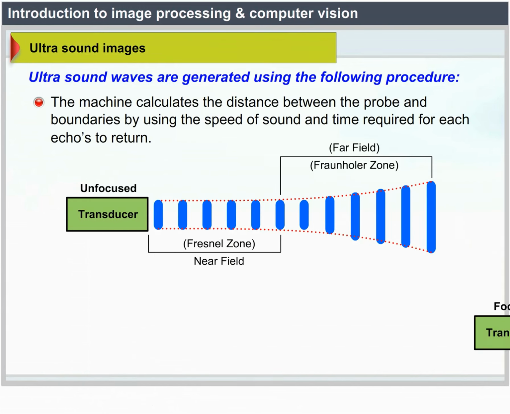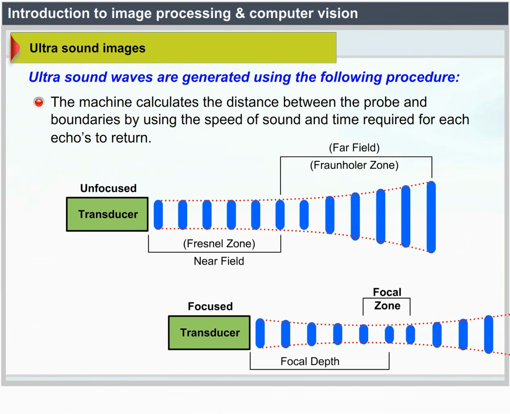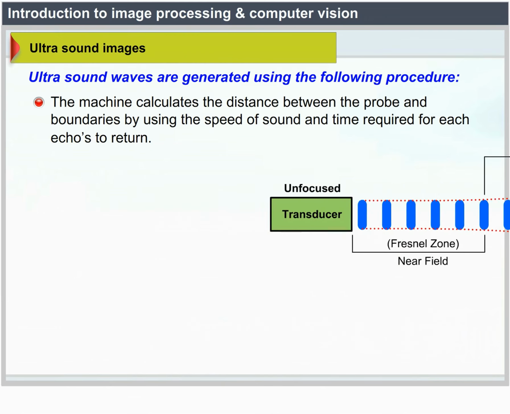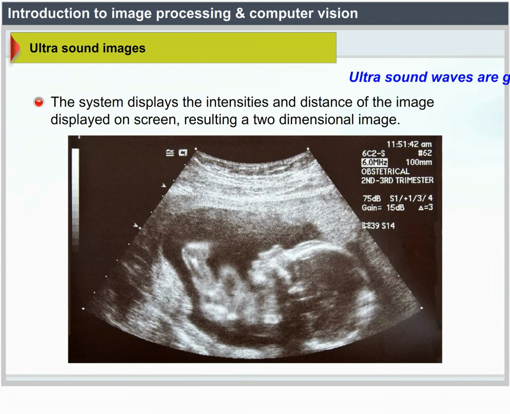The machine calculates the distance between the probe and boundaries by using the speed of sound and time required for each echo to return. The system displays the intensities and distance of the image on a screen, forming a two-dimensional image.